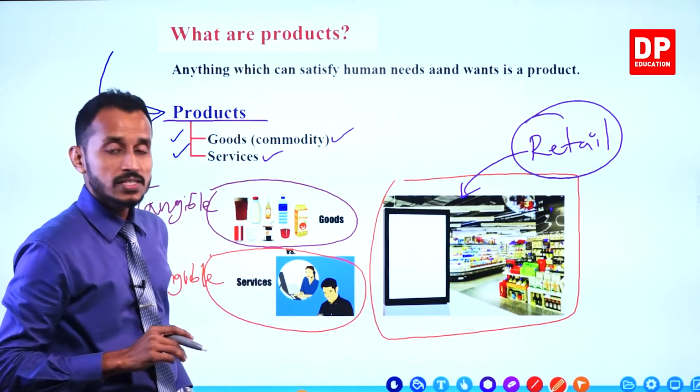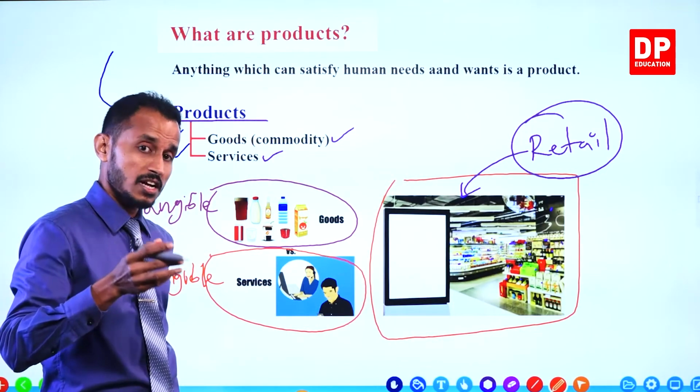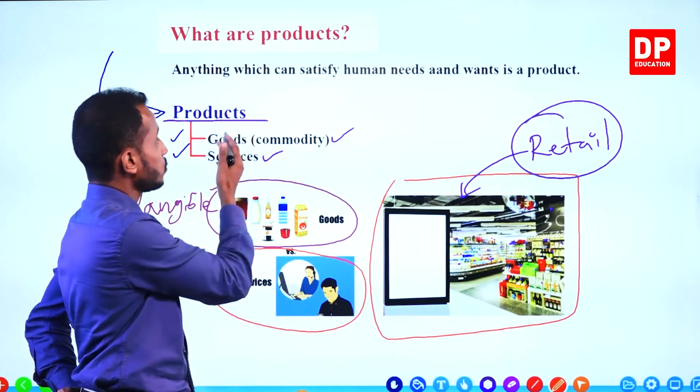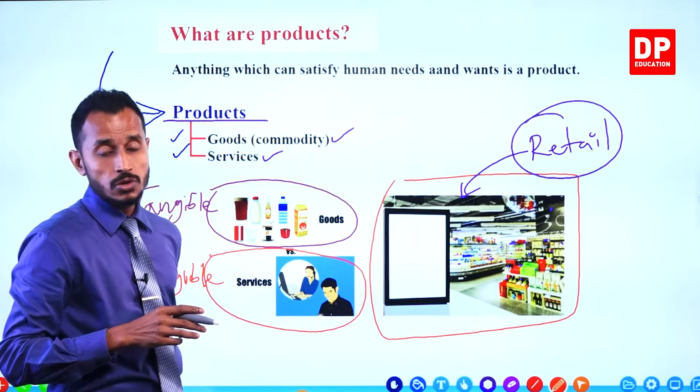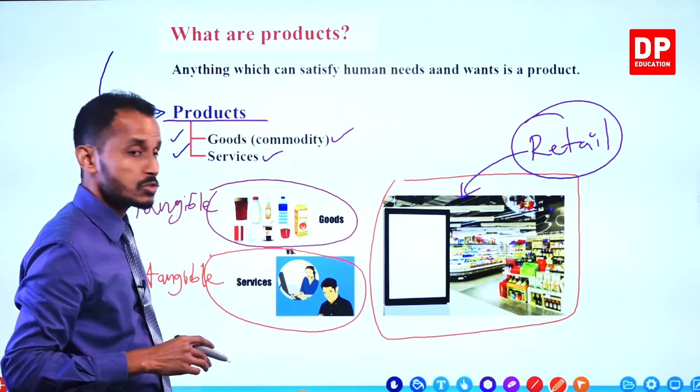Goods are also known as commodities. Children, there's another term. Goods are also known as commodities. Okay, let's move on.